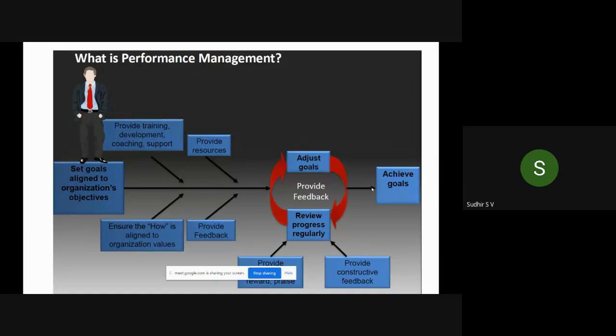The reason is each employee should understand how his performance is going to impact the organization's performance. And everybody's actions need to lead to organizational performance. That's the reason why individual objectives are derived from organizational objectives.